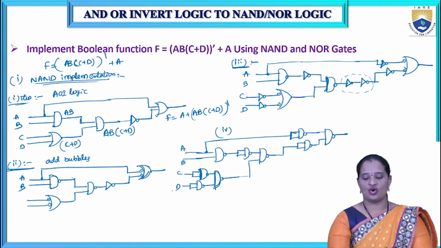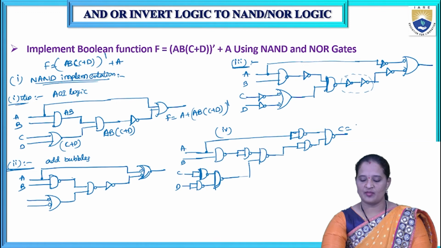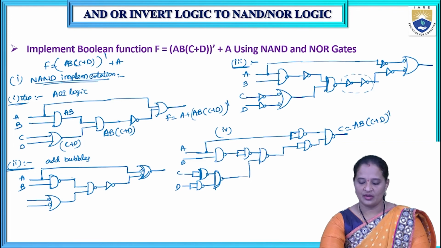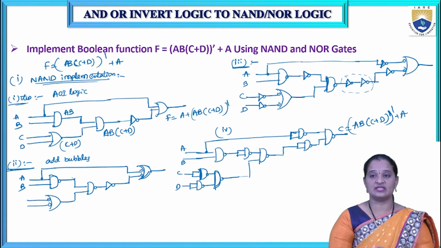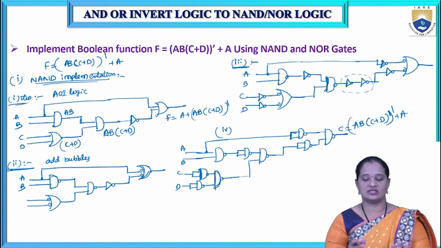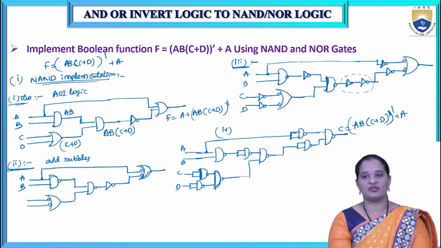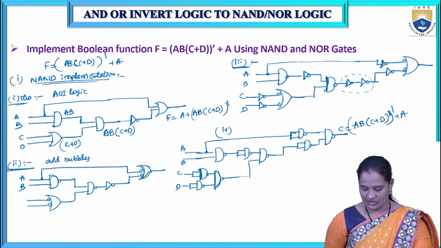If you verify the output, again you will get the same output, which is nothing but AB into (C plus D) whole complement, plus A. This is the output you will be getting. So this is the implementation of the given Boolean expression using NAND logic.